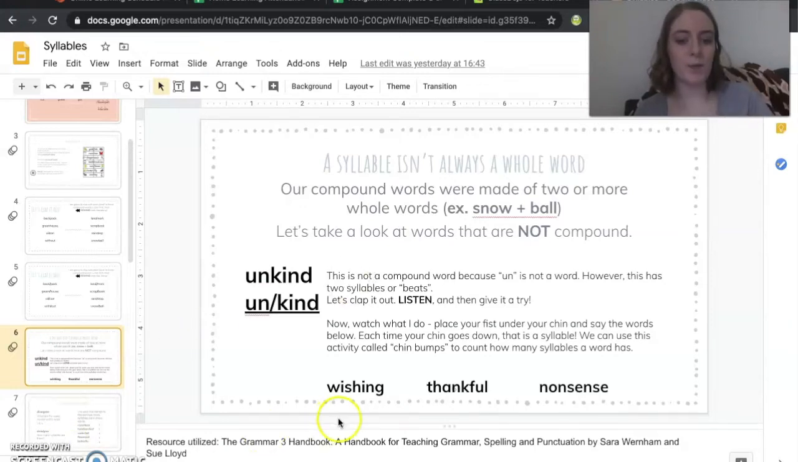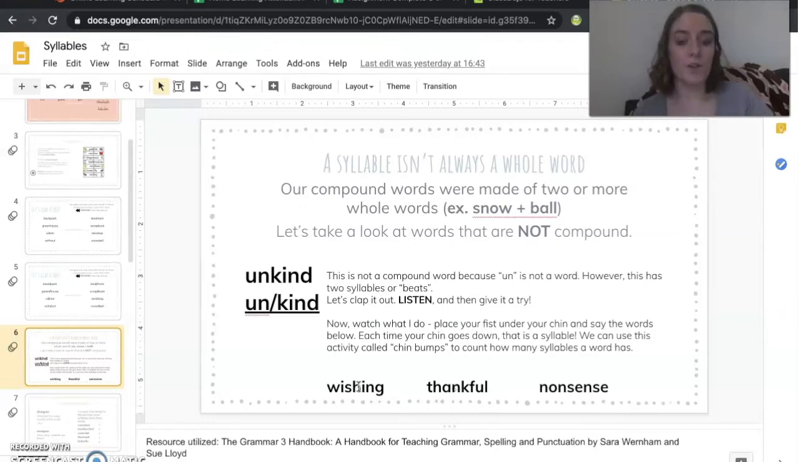Now look at these three words at the bottom of the page. You can try this too. I know you probably feel silly doing this, but it's really helpful and it's a great way to check how many syllables there are. So put your hand here and we're going to read this one. Wishing. My hand moved twice, so that word has two syllables. Thankful, thankful. Moved down twice, two syllables again.